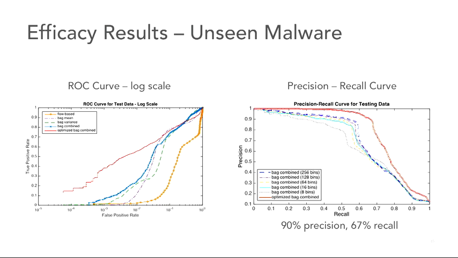And if we have a look at it from the security perspective and plot the precision recall curve, the optimal point, I would say, is around 90% precision and 67% recall, which means that the classifier was able to detect 67% of completely unseen malware categories with 90% precision, which means that out of 10 alerts, 9 of them are actually malicious traffic.